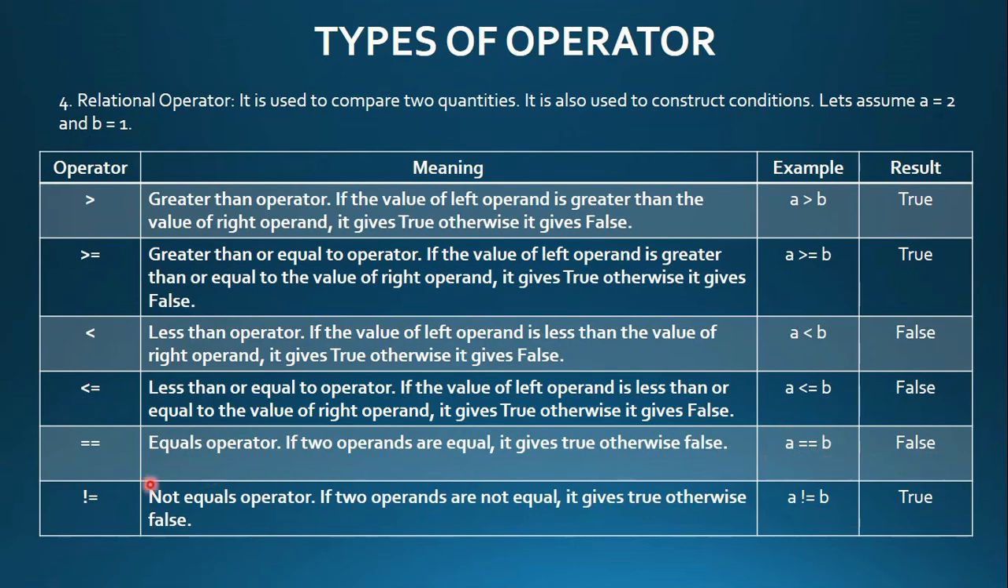Okay. And the last operator is not equals to operator that checks if two operands are not equal. If two operands are not equal, it gives true, otherwise false. Okay. A not equals to B. 2 not equals to 1, that is true. That's why it returns true.